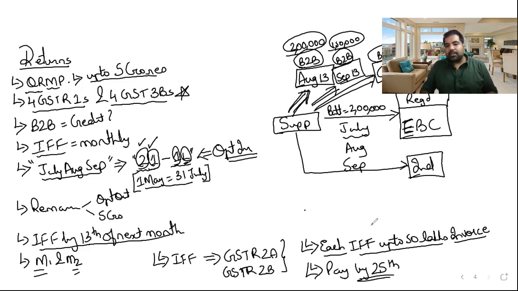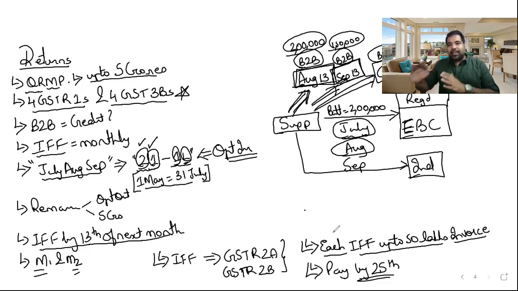Let's take an example, guys. July IFF, he's waiting because he's bought the batteries in July. So you will file it by August 13th, but this payment you can make by August 25th. Same way, for August IFF, you will file by September 13th, but you can make the payment till September 25th.